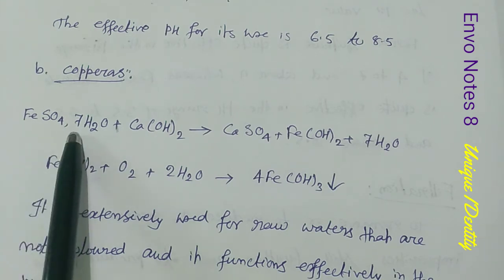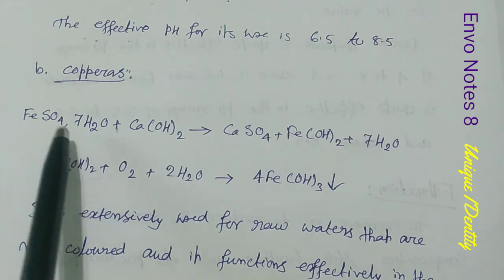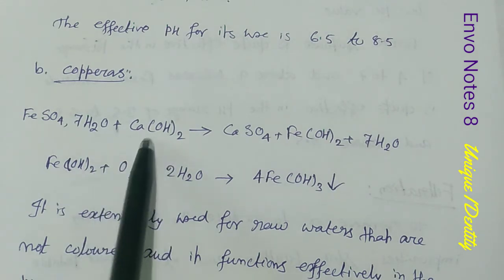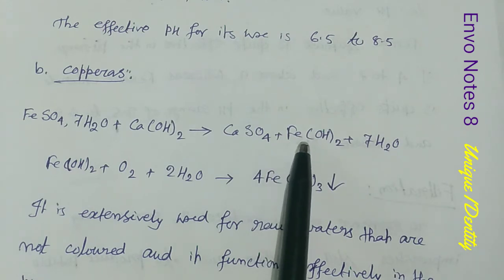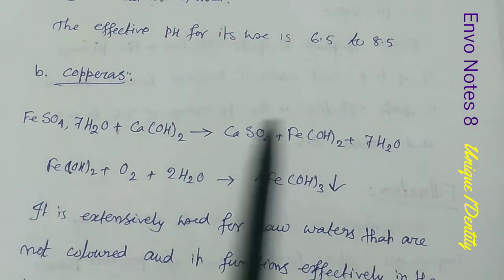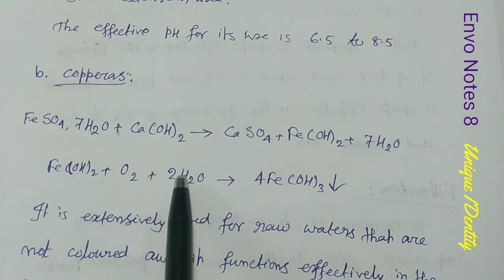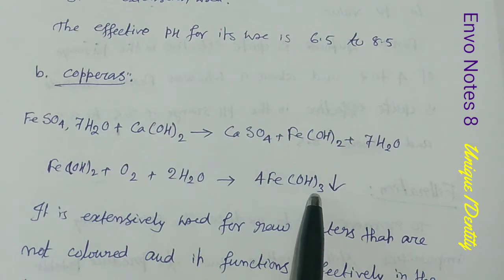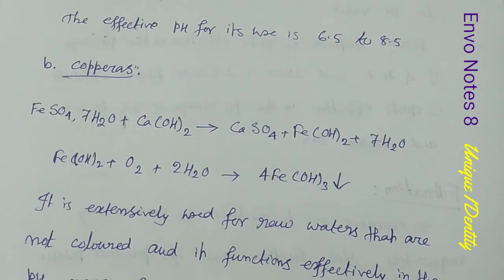That is FeSO4.7H2O, that means ferrous sulfate. FeSO4.7H2O plus Ca(OH)2. It reacts with calcium hydroxide and the products are calcium sulfate, ferrous hydroxide, Fe(OH)2, plus 7H2O. And when this ferrous hydroxide reacts with oxygen along with water, it precipitates as ferric hydroxide. Then it will be precipitated, so the impurities are removed.